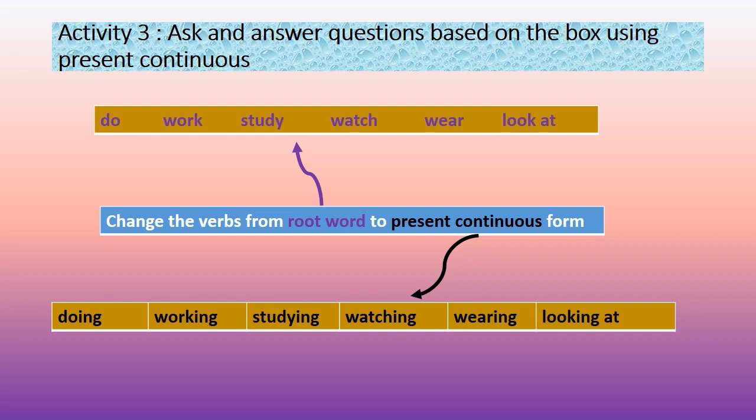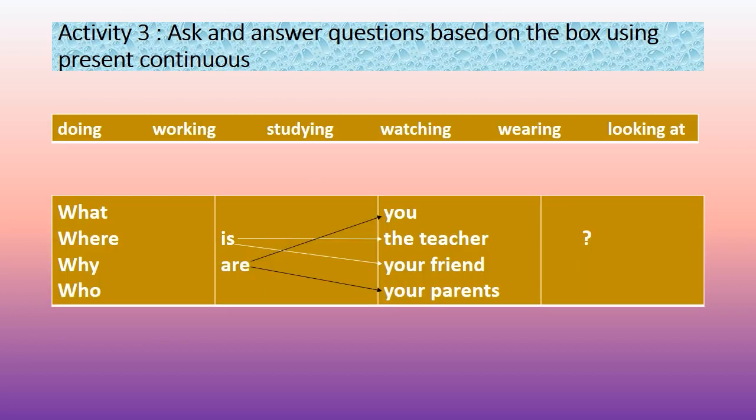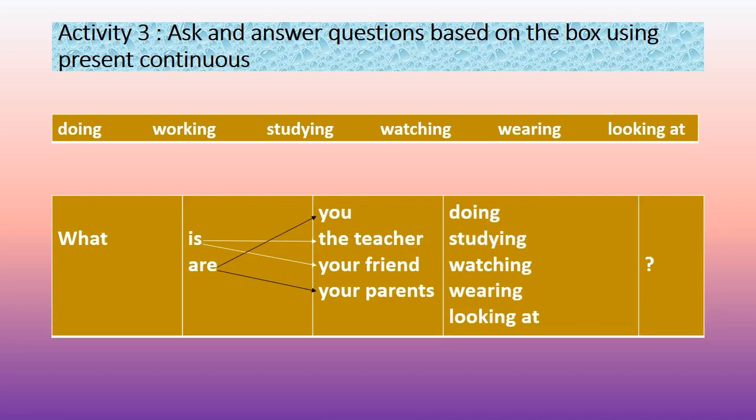First, change the verbs from root word to present continuous form. How? Plus ing. Do becomes doing, work becomes working, study becomes studying, watch becomes watching, wear becomes wearing, look at becomes looking at. If you see the next table, I have changed the verb into continuous form. Next. I have put all the verbs in continuous tense in the fourth column.